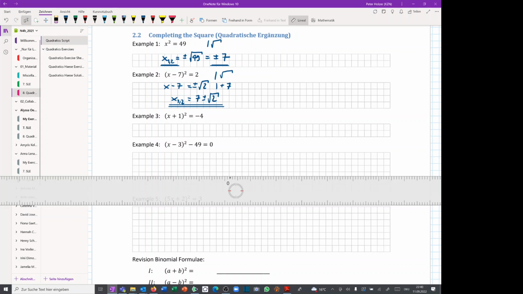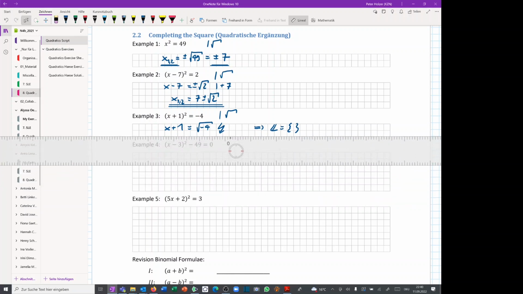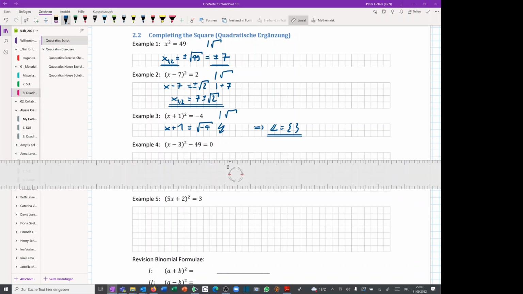So go to example 3, stop the film, and here comes the solution. We take the root again, we find x plus 1 equals the root of minus 4, and we realize we can't take the root of a negative number, which means we have no solution at all. We could have found directly that there is no solution, just logically, because x plus 1 squared, what do we know about that? Well, we know it is not negative. The left-hand side is squared, so it can't be negative, and the right-hand side is negative, so there can't be any solution.